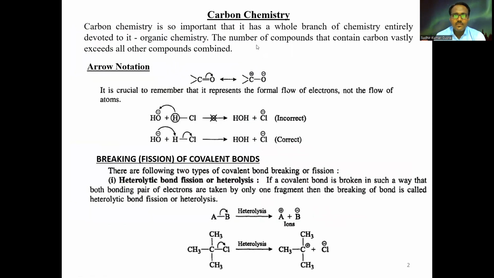Now, moving ahead, first let's start with carbon chemistry. Carbon chemistry is so important that an entire branch of chemistry is devoted to this specific element's chemistry. That is called organic chemistry, because organic chemistry is also defined as the branch of chemistry which deals with the compounds of carbon. Now, the number of carbon compounds is very high, and that is the reason why this is studied to a great extent and has various subdivisions in organic chemistry itself with respect to carbon chemistry.